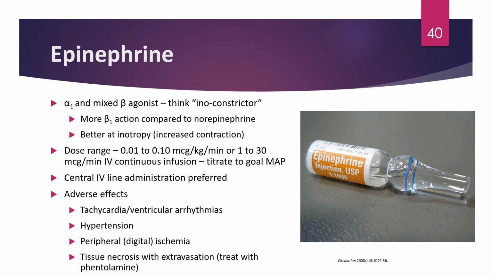Dosage ranges, again, are titratable in a lot of cases. Sometimes you might not necessarily titrate this. It depends on what the use of it is actually for, if it's being used for a distributive shock like septic shock, or a cardiogenic shock. In cardiogenic shock, they may go a little bit slower. With epinephrine, you also need central line administration for the purpose of tissue necrosis. Epi can cause tachycardia, ventricular arrhythmias, hypertension, and digital ischemia, just like with norepinephrine.